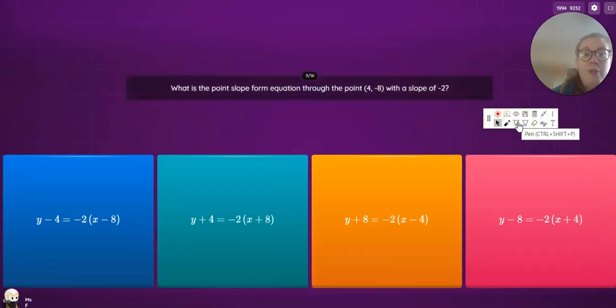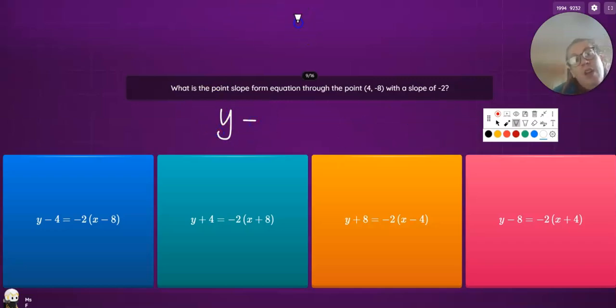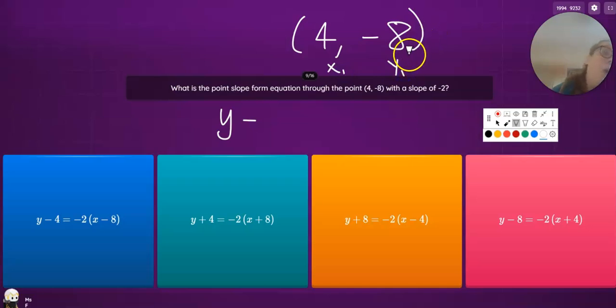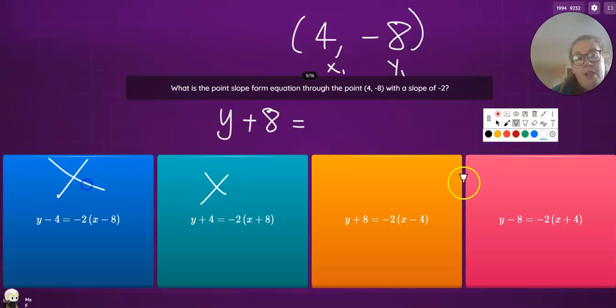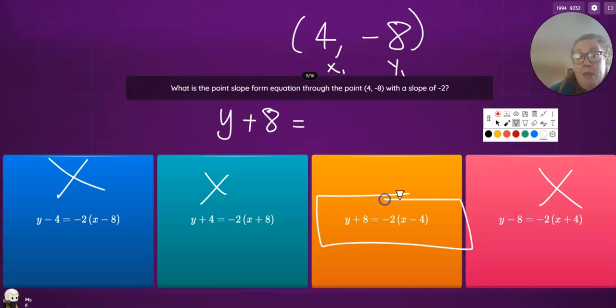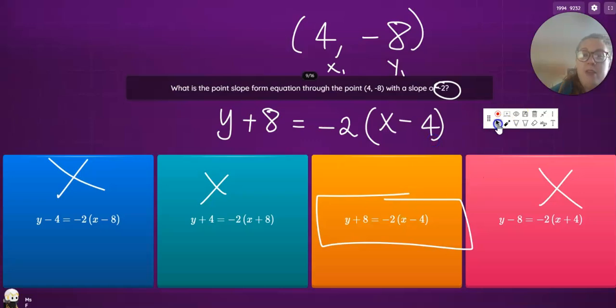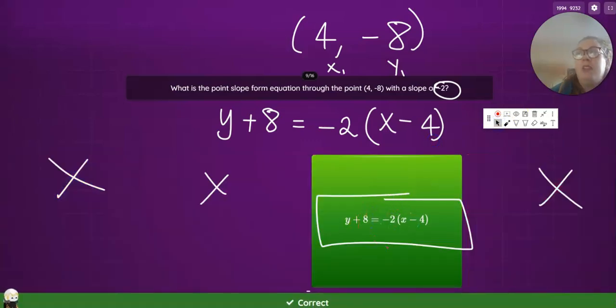What is the point slope form of this equation? So we have y minus, our coordinate is 4 comma negative 8, right? It's always x comma y. So our y is a negative 8, so it's going to be y plus 8 equals, so already, we can already see it has to be this one, but let's just check it. Our slope is negative 2 times x. Because it's a positive 4, we're doing x minus 4. Brilliant.